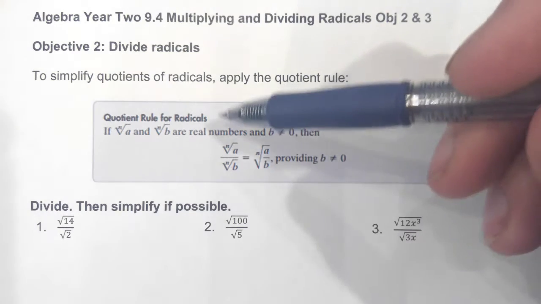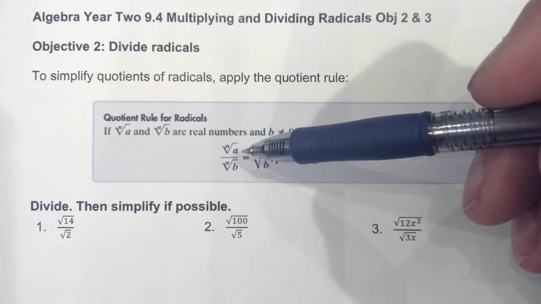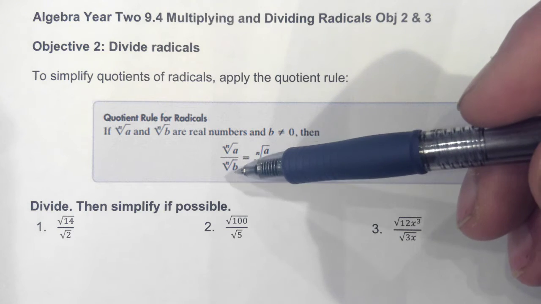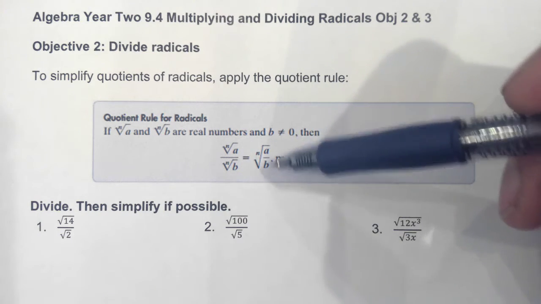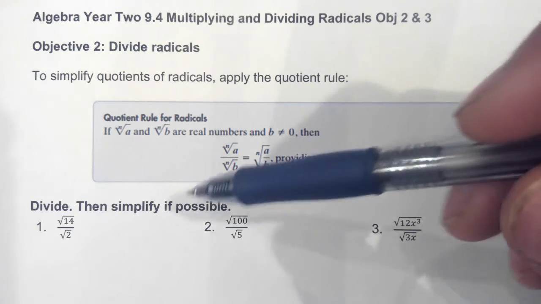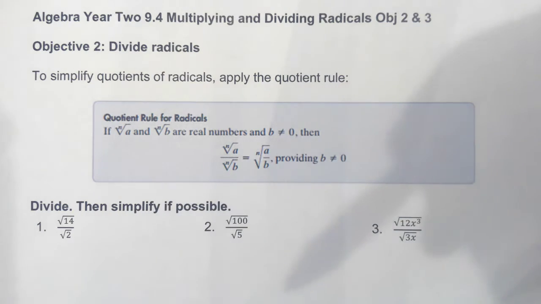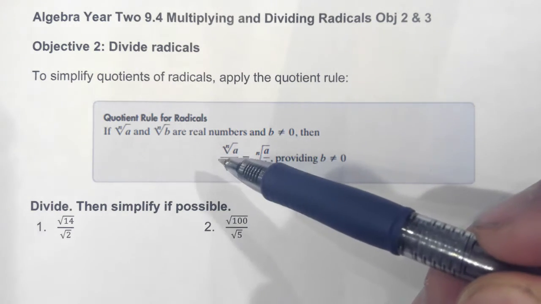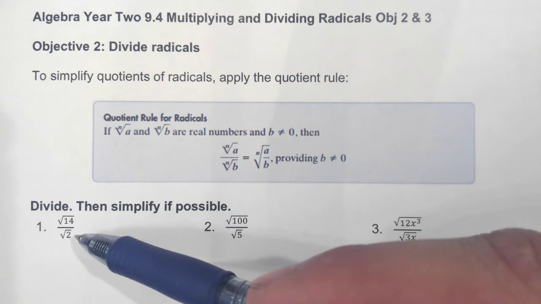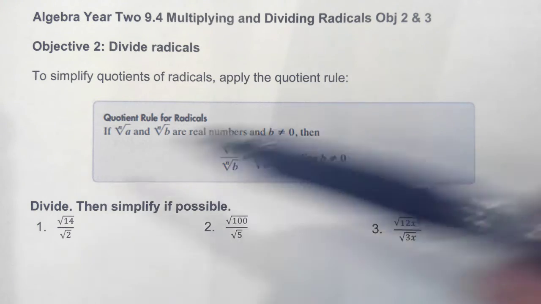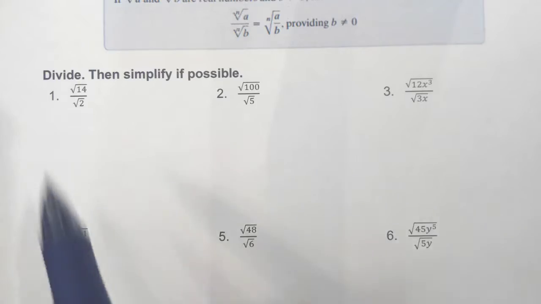Okay, so the quotient rule says that if you have two radicals over a denominator, you can make it a single fraction over a radical, and then do the division and then simplify. So we've done it before where we broke it up. We can also go back and make it whole. You want to do that whenever you notice that the numbers are divisible by each other.